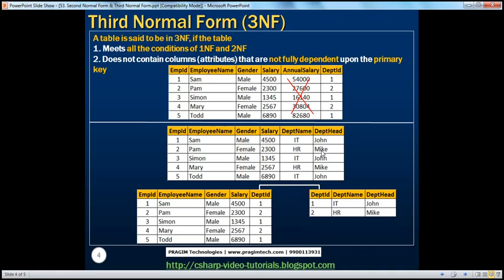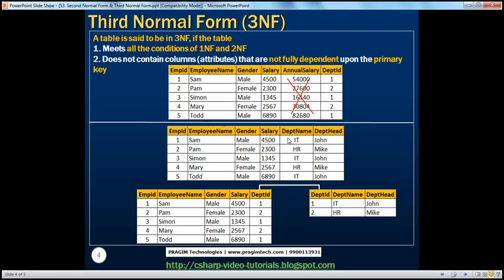So it's also dependent on employee ID, but it's not fully dependent, because department head is also dependent on the department name. Wherever you have IT, it's going to be John. Wherever you have HR, it's going to be Mike, the department head. So this department head is not fully dependent on employee ID. It's also dependent on department name.